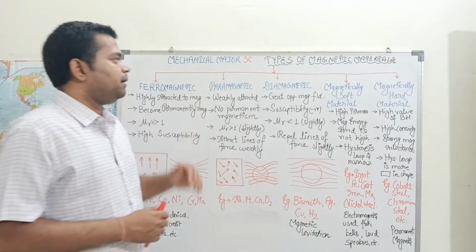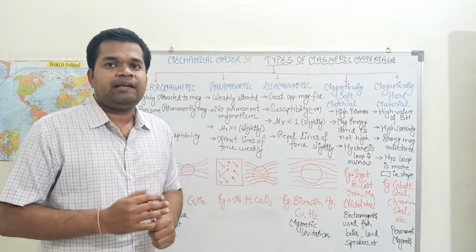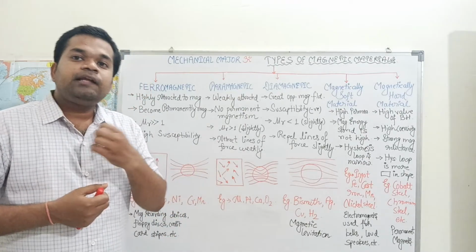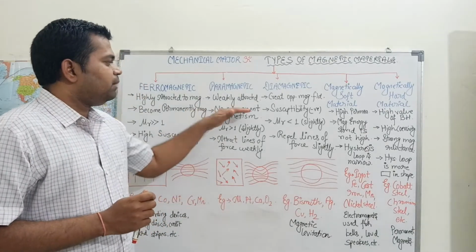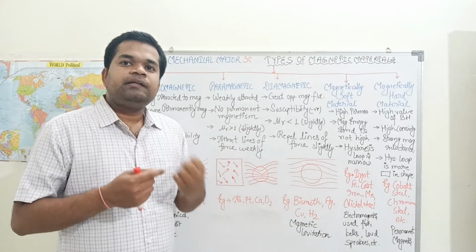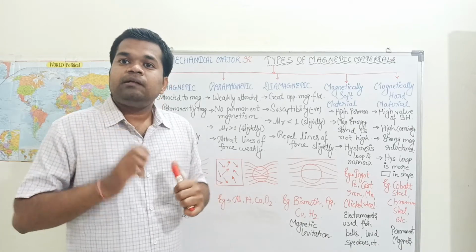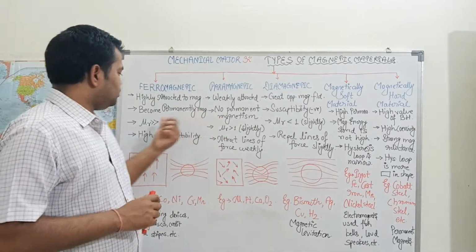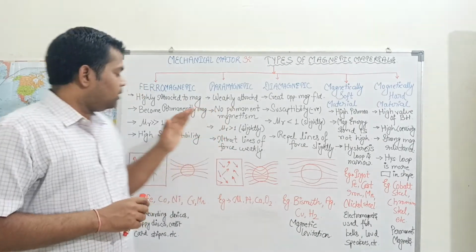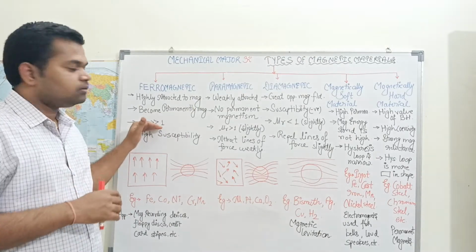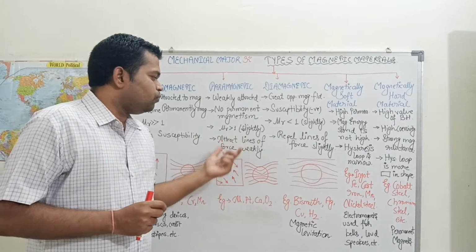Now we talk about the paramagnetic material. Paramagnetic material is weakly attracted to magnets. So if a material is weakly attracted to the magnet, can we make it a permanent magnet? No, because no permanent magnetism can be retained by paramagnetic materials. So they can't be used for making permanent magnets. Now if we talk about the relative permeability here, it is slightly greater than 1, instead of very much greater than 1. And last, they attract lines of force weakly.